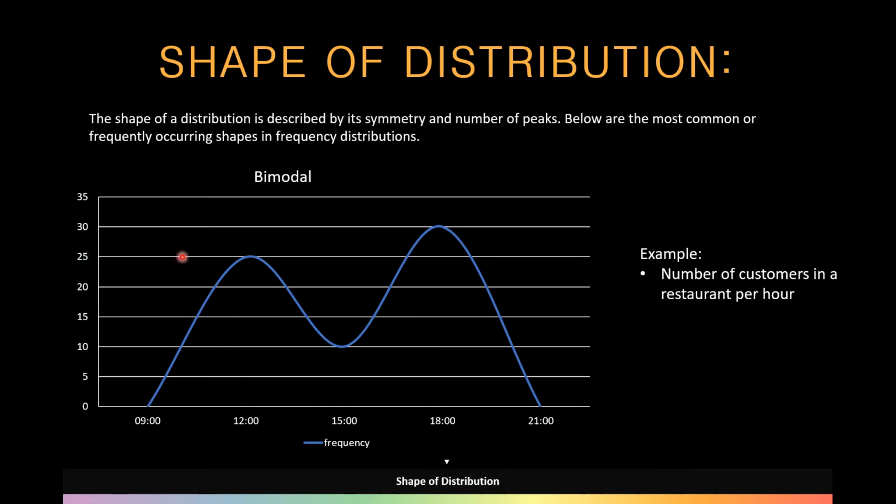So interpreting this graph, we see that we have 2 distinct peaks at 12 p.m. and 6 p.m. At 12 p.m., we have 25 customers in the restaurant, and at 6 p.m., we have 30 customers in the restaurant. And between those times, we see that there's a dip in the number of customers. So at 3 p.m., we only have 10 customers. And then at 9 a.m. and 9 p.m., we seem to have little to no customers.